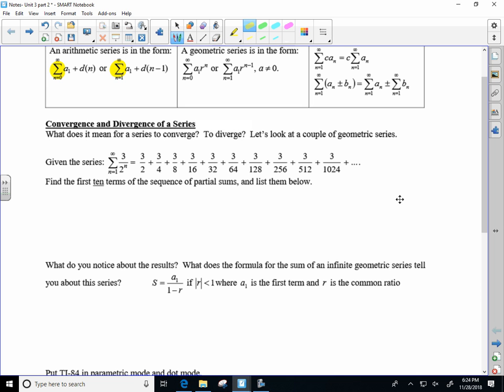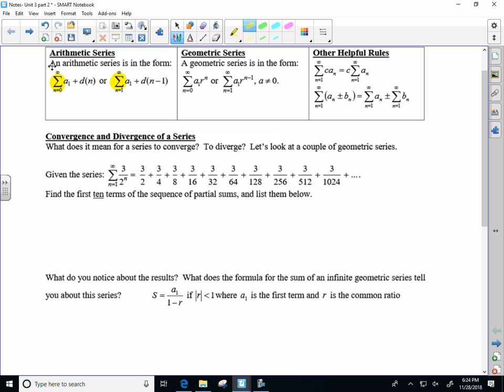Having a sense of whether an operation will converge on a particular answer going in would be the basis of something like that, right? But I'm getting ahead of myself. We'll talk about that a little bit more later. Convergence, divergence of a series.